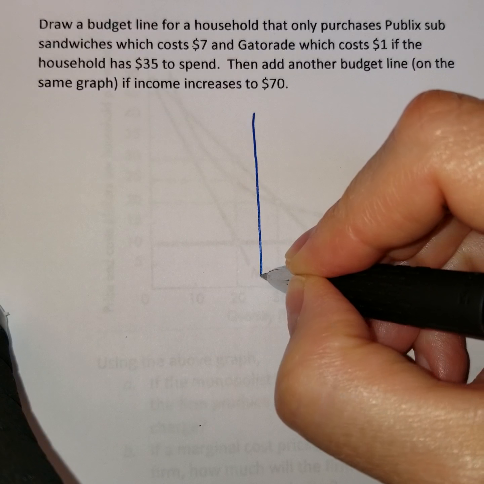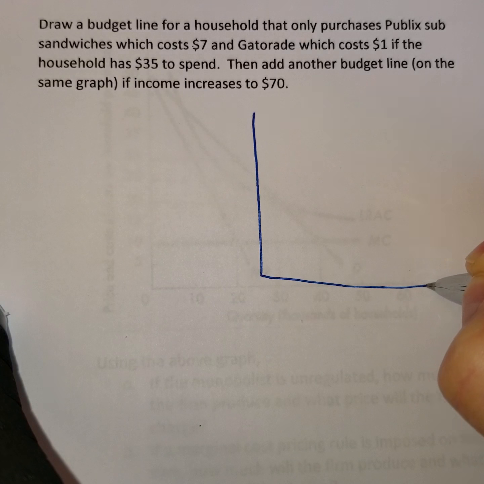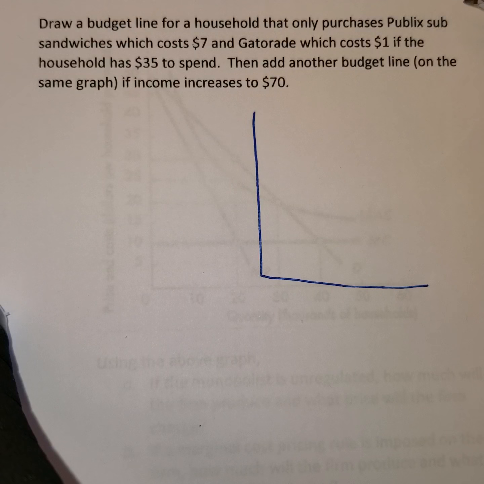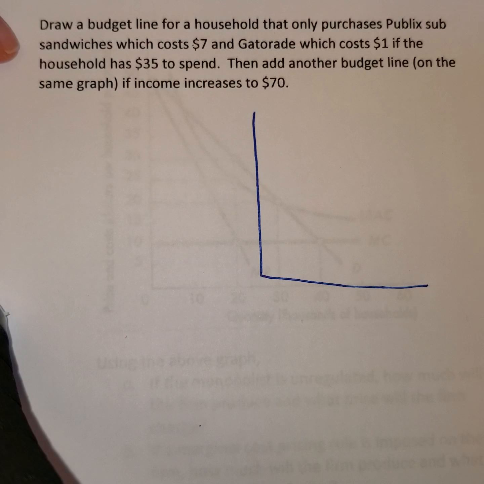It says we want to draw a budget line for a household that only purchases Publix sub sandwiches, which costs $7, and Gatorade, which costs $1, if the household has $35 to spend. So the first thing we want to do is figure out what our real income is. Remember, our real income is how much of something that we can afford.